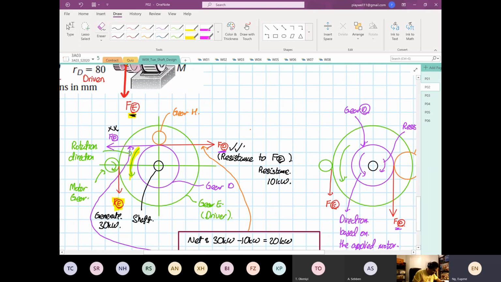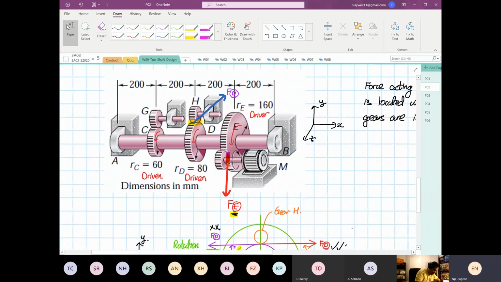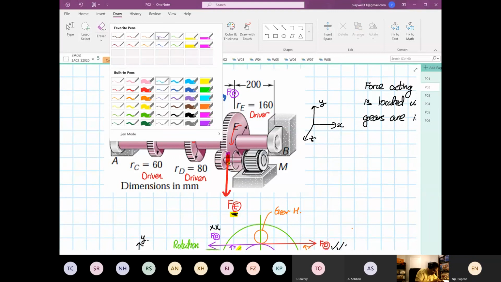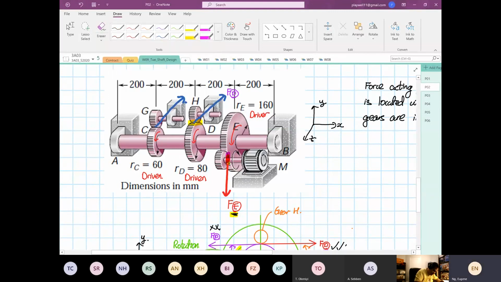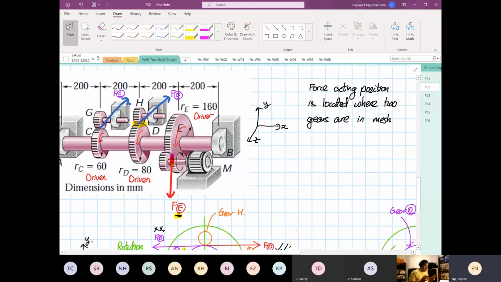From here we also know that where gears C and G mesh, this will be the direction. So this is our force, and this is the force at point C. Again, the position is based on the mesh where two gears are meshing together, and the direction is to resist the applied torque or the applied force.